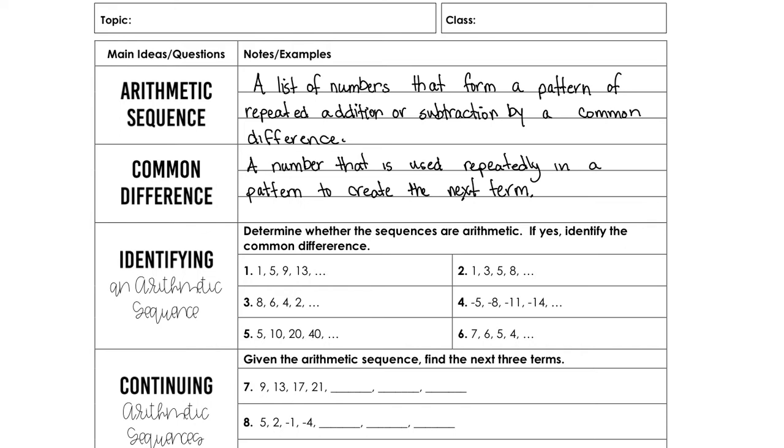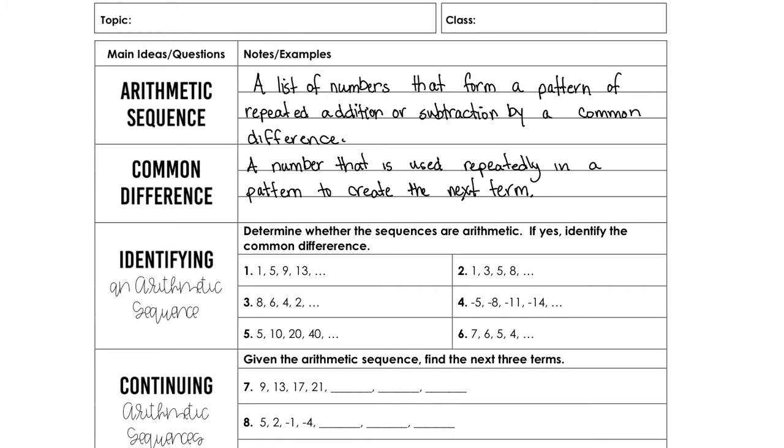So the best way to look at this is, here's a set of numbers. Let's identify, first off, if it's even an arithmetic sequence in the first place. And then from there, we'll decide, well, what's the common difference? So basically, you've got to get your adding and subtracting helmets on here, okay? So the first one we take a look at is number 1, and number 1 says, okay, 1, 5, 9, 13.